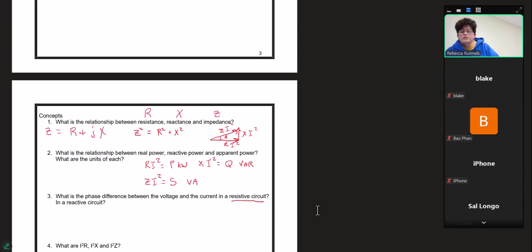So in a purely resistive circuit, the phase difference is 0 degrees. And what do you think it would be if we had a purely reactive circuit? Or just look at our picture up here.